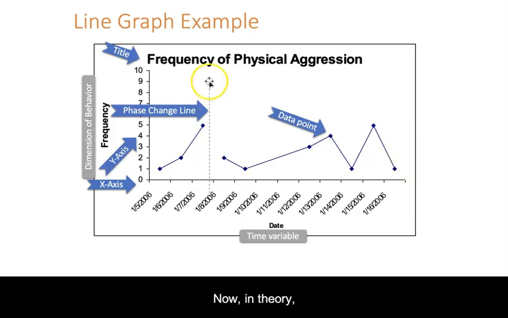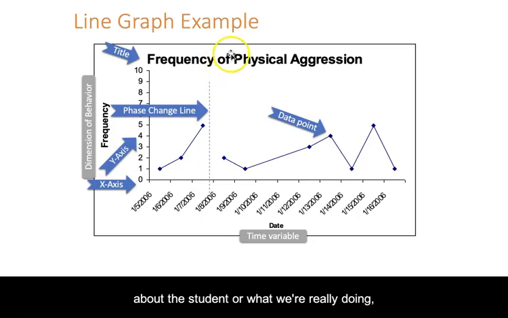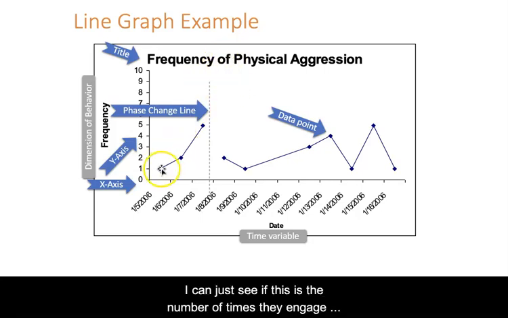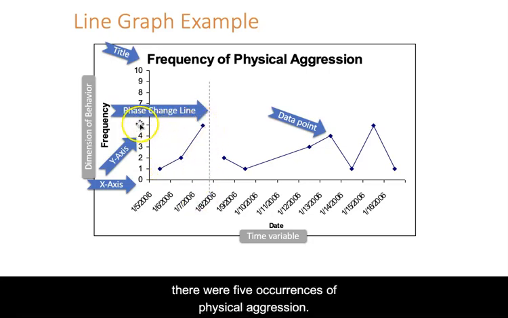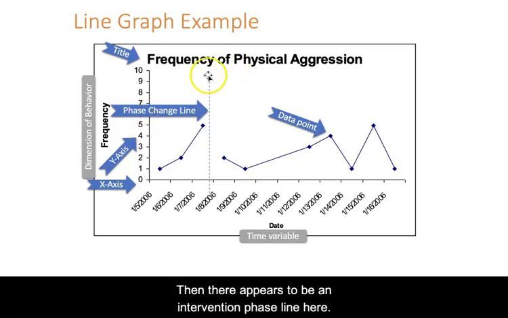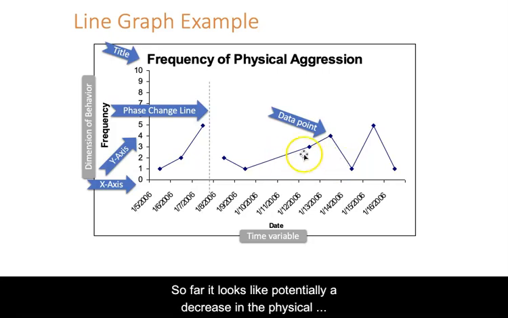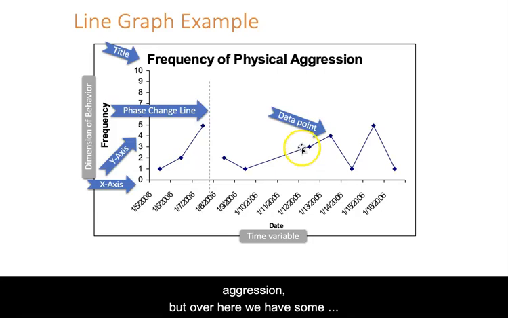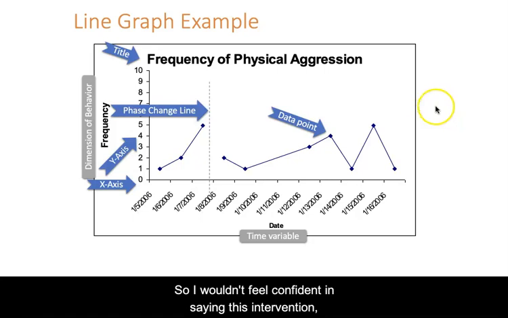Or is it not? Now, in theory, if I'm looking at this example and not knowing anything about the student or what we're really doing, I can just see if this is the number of times they engage in physical aggression, I can see that on whatever this date is, there were 5 occurrences of physical aggression. Then there appears to be an intervention phase line here. So now we have an intervention, and I can see it's 2, it's 1, it's 2, it's 3, it's 1. So far, it looks like potentially a decrease in the physical aggression. But over here, we have some more physical aggression, so I wouldn't feel confident in saying this intervention, whatever it is, is working.